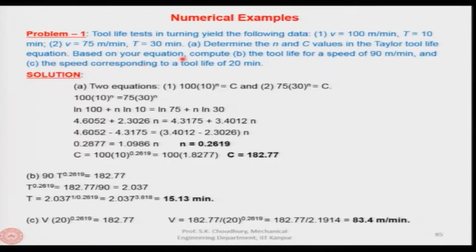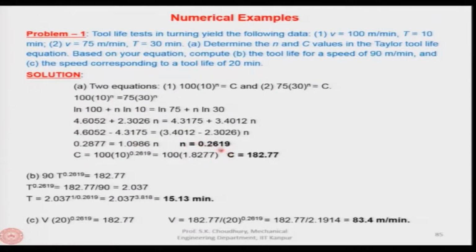Based on your equation, compute the tool life for a speed of 90 meter per minute and the speed corresponding to a tool life of 20 minute. Okay. So, you can see that you can get two equations, Taylor's tool life equation V t to the power n is equal to c, V given, t given. So, n and c from these two equations you can find out. Alright. So, you solve these two equations simultaneously, you find out the values of n and c which are constants.